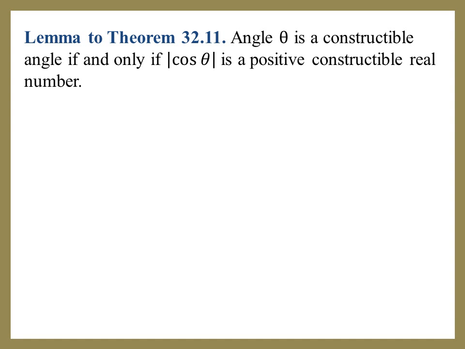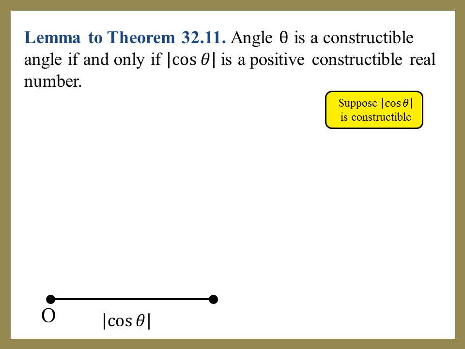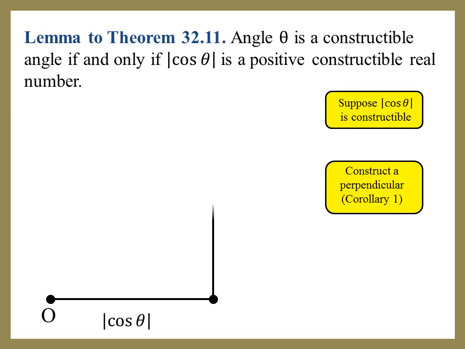We now show that an angle theta is constructible if and only if the length, absolute value of the cosine of theta, is constructible. First, suppose the length, absolute value of cosine of theta is constructible. Construct a perpendicular to the line segment of length, absolute value cosine theta, where the perpendicular intersects the line segment at the right-hand endpoint, which can be done by Corollary 1.